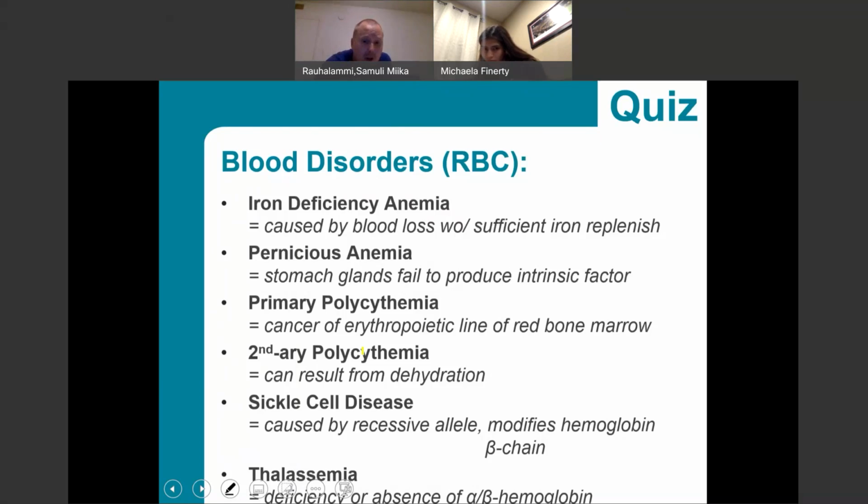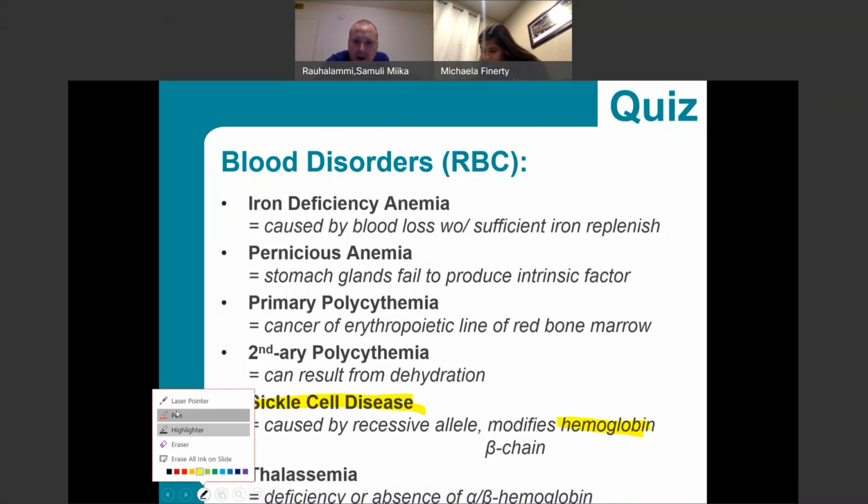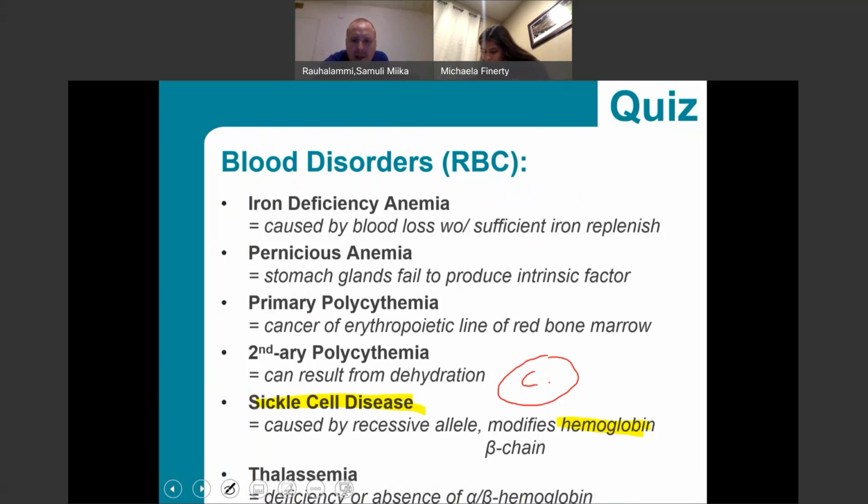Sickle cell disease, that's the one that we talked about in class. That was caused by a genetic mutation in a recessive allele, and that changed the hemoglobin, the protein that's produced for hemoglobin. Because of this one amino acid being wrong, the protein gets the wrong shape, and you are left with red blood cells that are not the shape that they should be. Because they're wrongly shaped, they're not able to transport oxygen as well. And the final one that I have there is thalassemia. That's the deficiency or complete absence of alpha or beta hemoglobin.